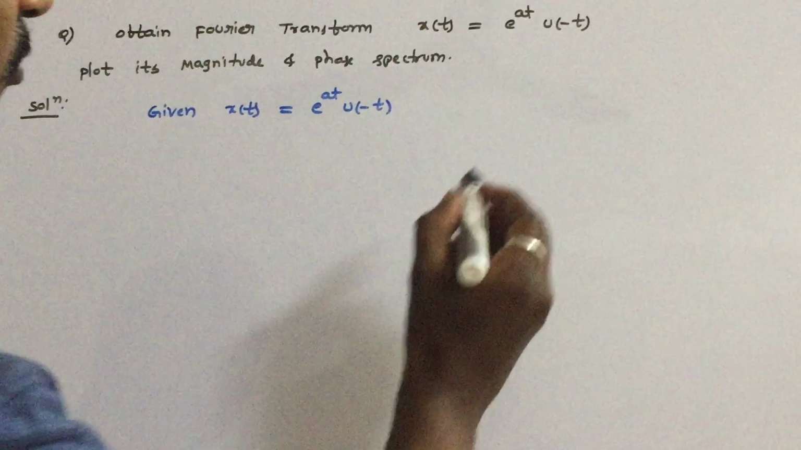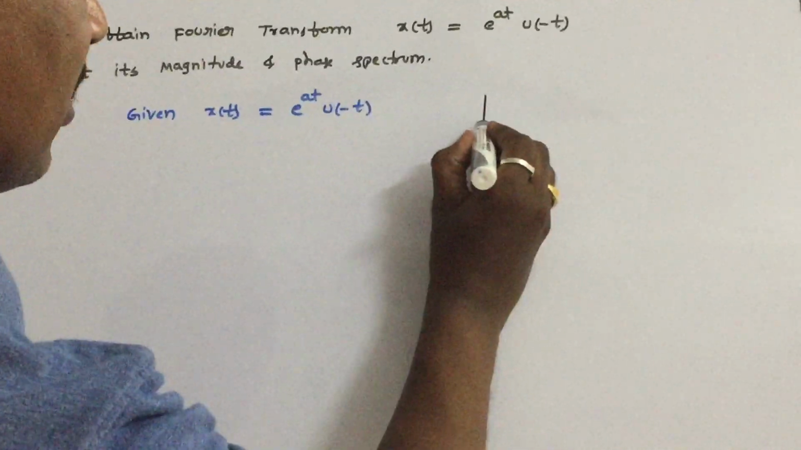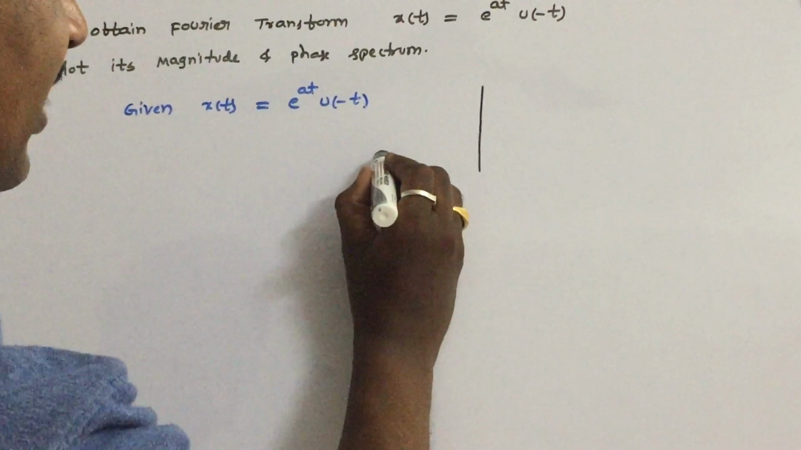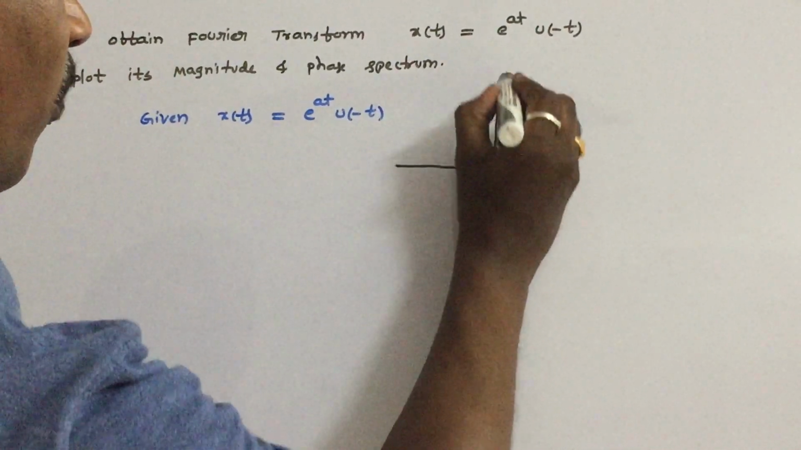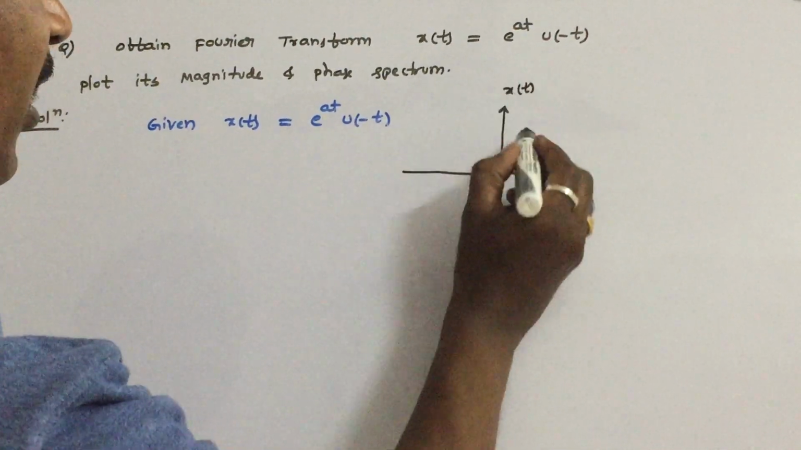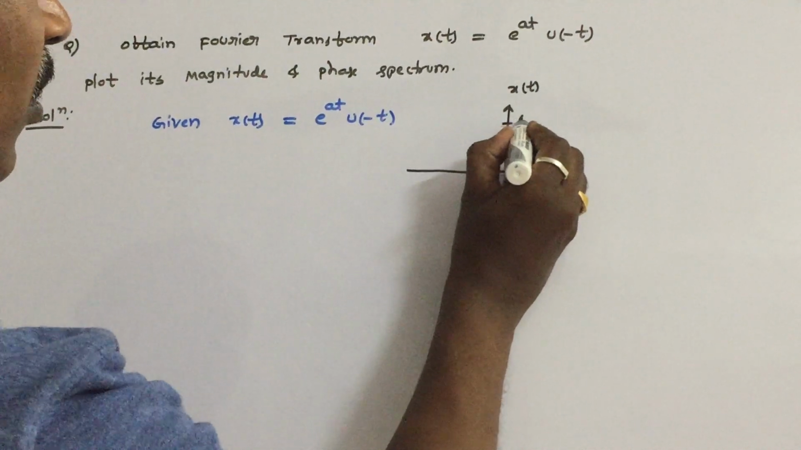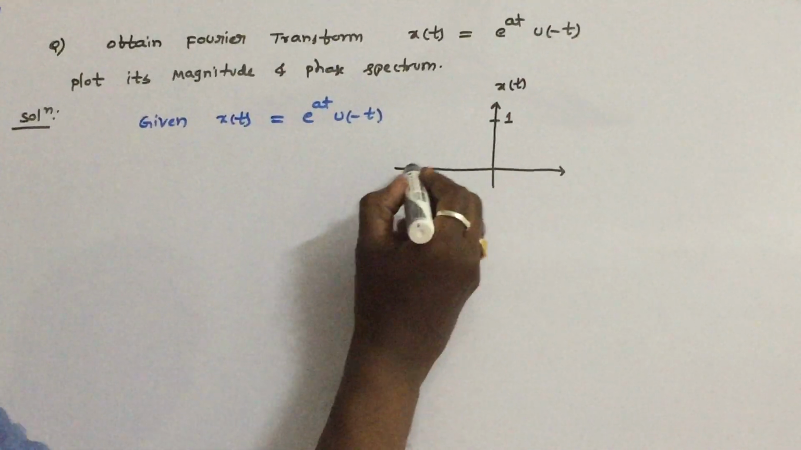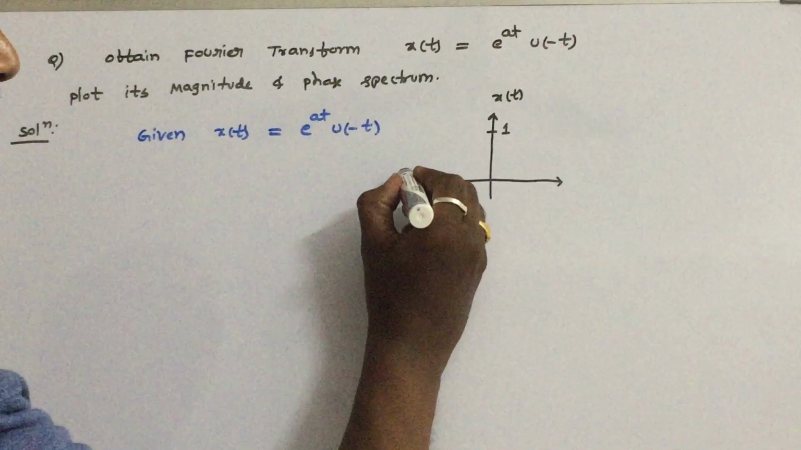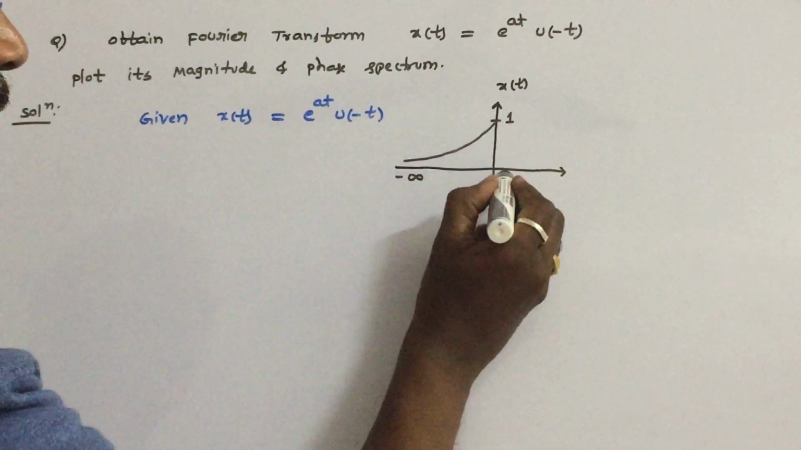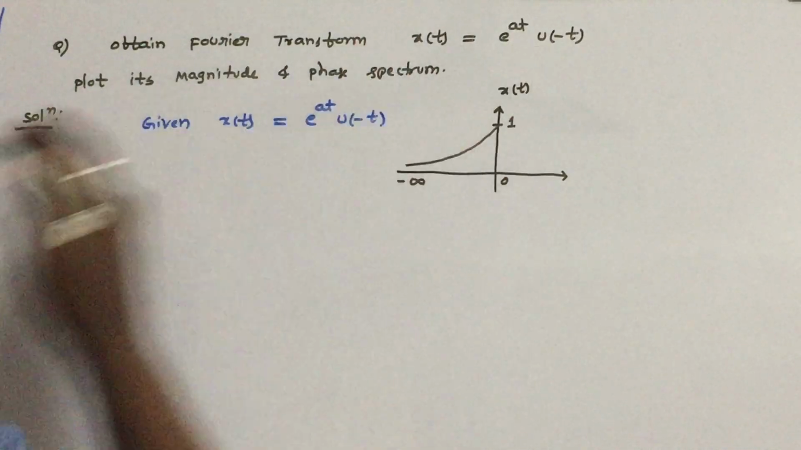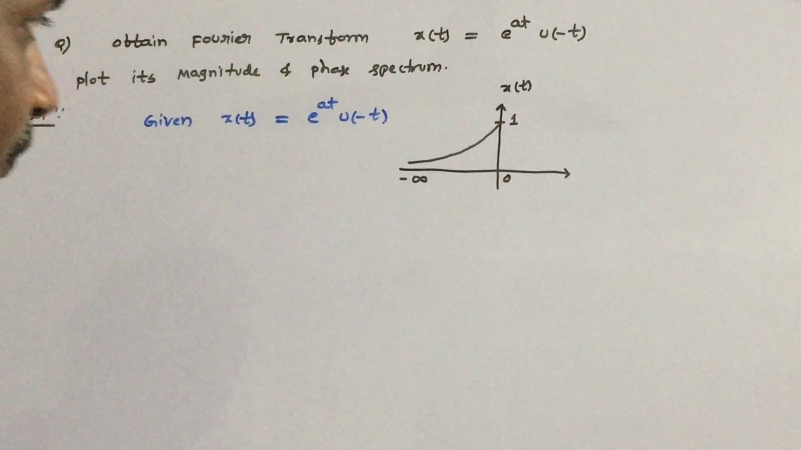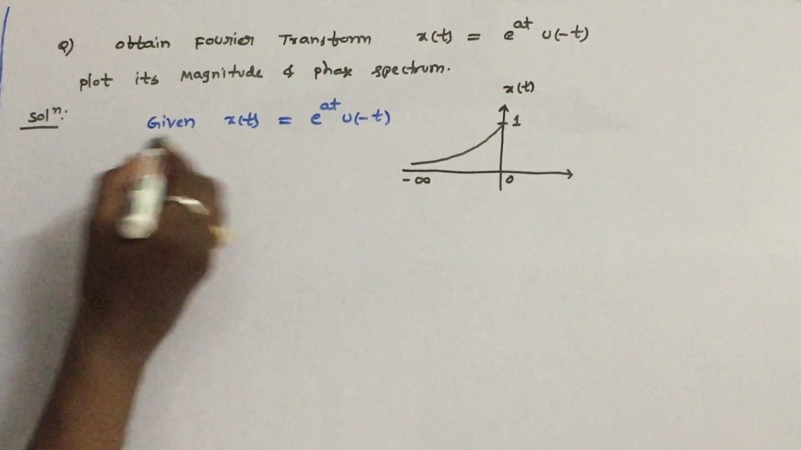As you know, u of minus t is a time reversed sequence, a time reversed step in fact. So how to plot x of t? At t is equal to 0, the amplitude of e power at is 1, and at minus infinity the amplitude reduces to 0. Because of u of minus t we have to draw the waveform only on the left side. So therefore let us find the Fourier transform.